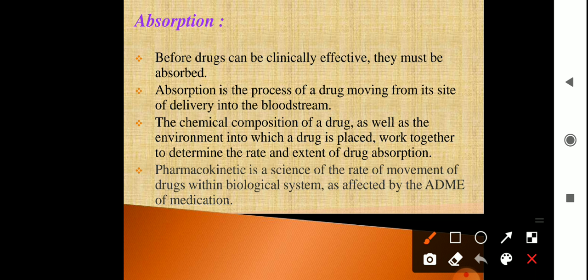Before the drugs can be clinically effective, they must be absorbed. Whatever drug you take, to be effective in the body, before it gives its pharmacological effects, it should be absorbed. Absorption is the process of the drug moving from its site of delivery into the bloodstream. You can see this in the slide.